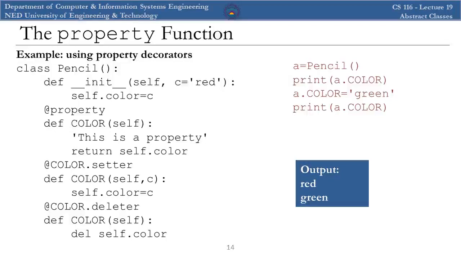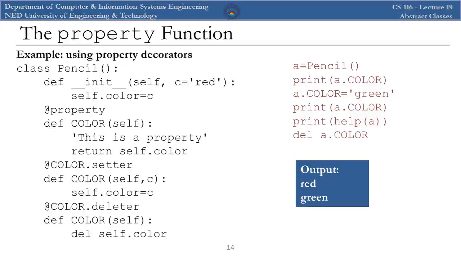Similarly, if you call help on this object A, it will print the name of your property, and it will print the string that I have added in that getter function. So I'm not showing the output for that here. You can simply run it from the file that I have provided, and it will show that to you.